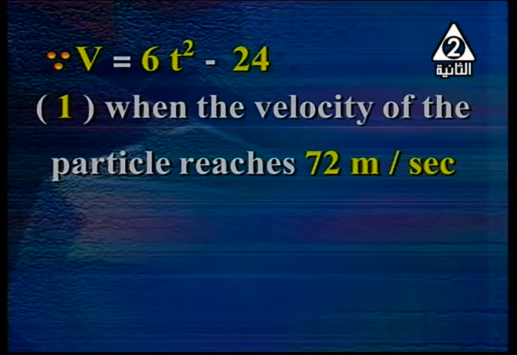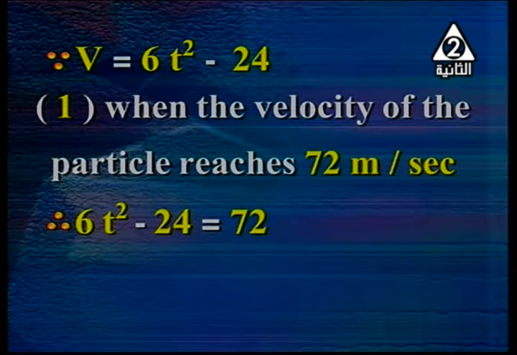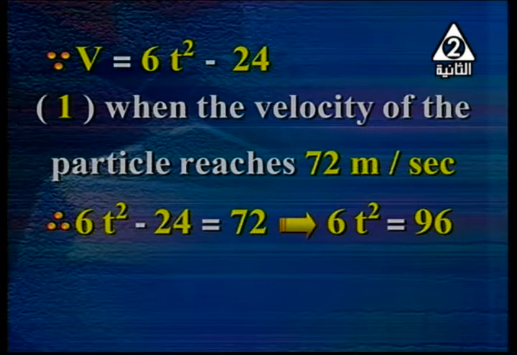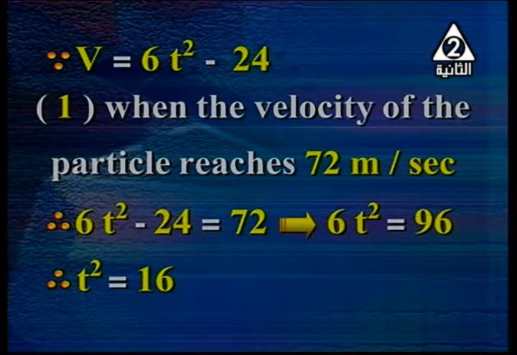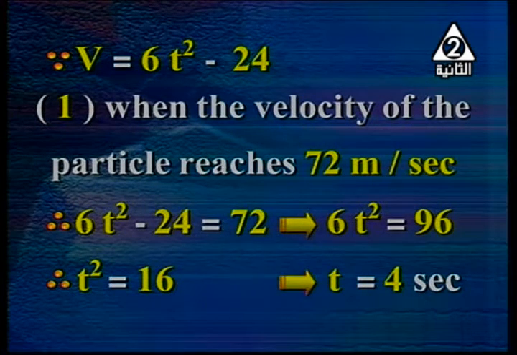Solution. Look at, dear student, v equals 6t squared minus 24. When the velocity of the particle reaches 72 meters per second, by substitution of v equals 72 we find the value of t. Therefore, 6t squared minus 24 equals 72. So 6t squared equals 96, t squared equals 16, t equals positive or negative 4, but negative is refused. We use t equals 4 seconds.